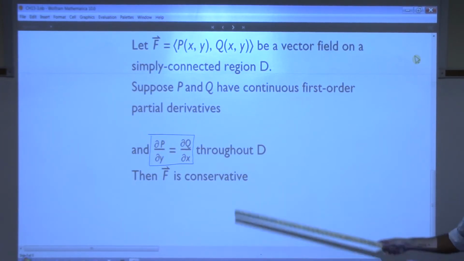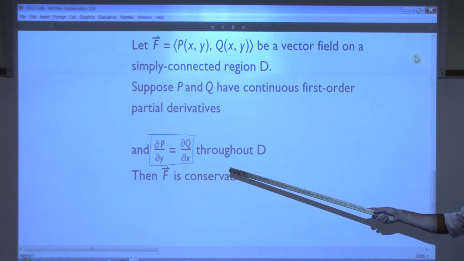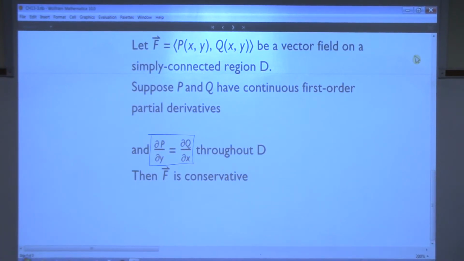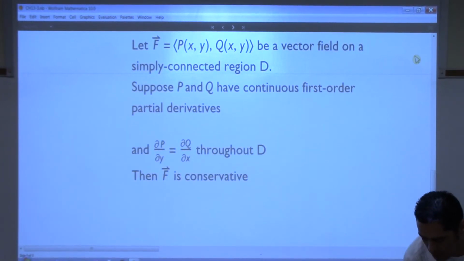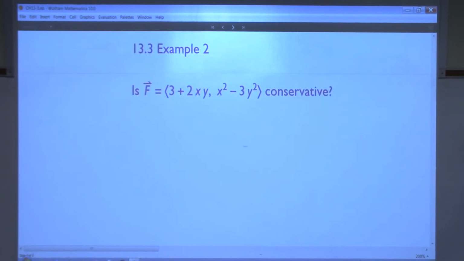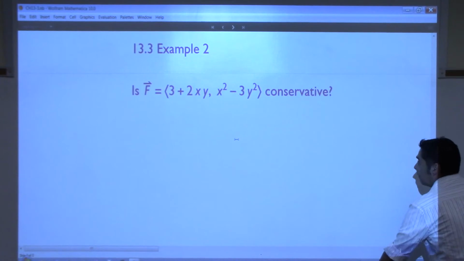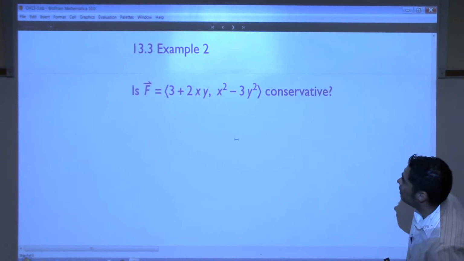So that's a simple check, isn't it? You just can check some partial derivatives, see if they're equal. If they are, you're conservative. And if you're conservative, then you're path independent over any closed curve. So is this vector field conservative? This shouldn't take us but a few seconds.